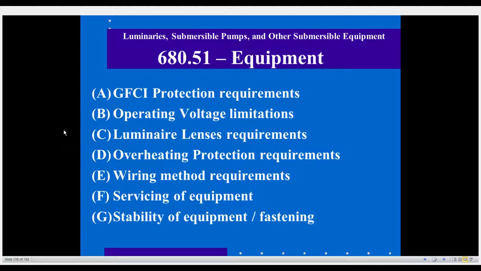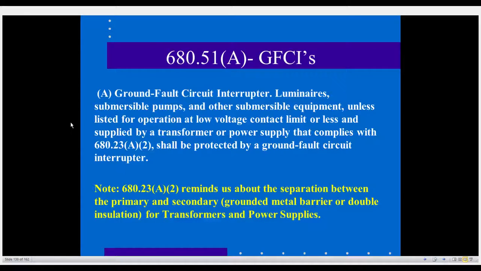So we're talking about equipment, luminaires, submersible pumps, and other submersible equipment that might be inside of this fountain. They are all going to be covered under 680.51, and we're dealing with A through G: GFCI protection requirements, the operating voltage limitations, the luminaire lens requirements, the overheating protection, wiring methods, servicing of the equipment itself, and then of course the stability of the equipment and its fastening requirements.